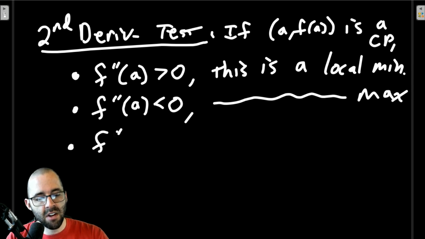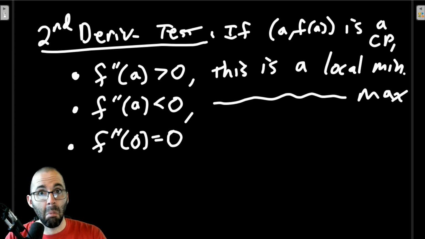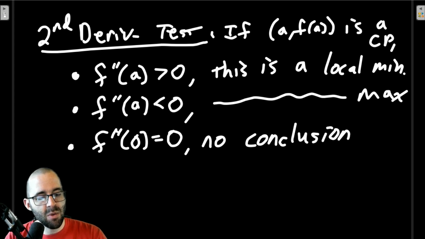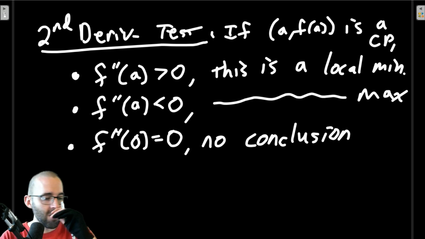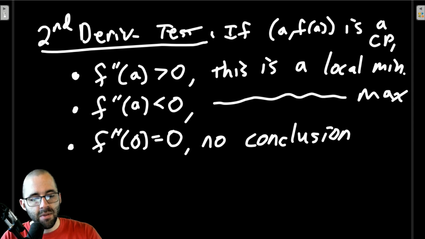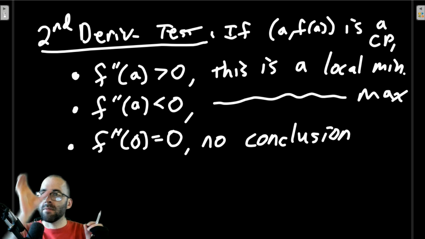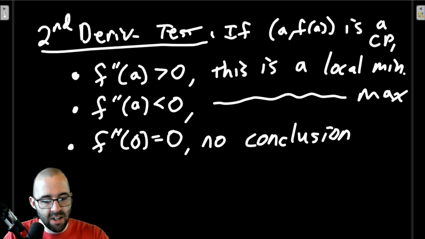Finally, the third case: if the second derivative is 0, no conclusion. Could be either, could be neither. This is the sad situation. If the second derivative is 0, we can't use this test, and we have to go use the first derivative test. We don't really want that. But we can look at either, are we going from increasing to decreasing? That's the first derivative test. Or are we concave up or concave down? That's the second derivative test.